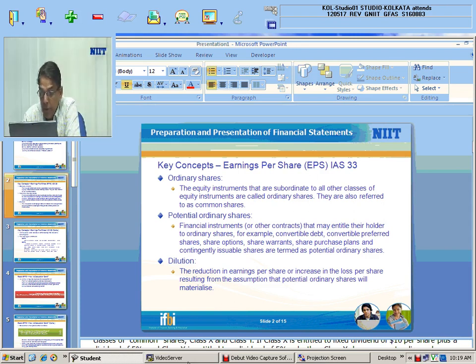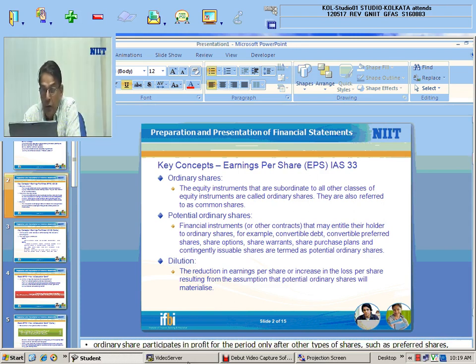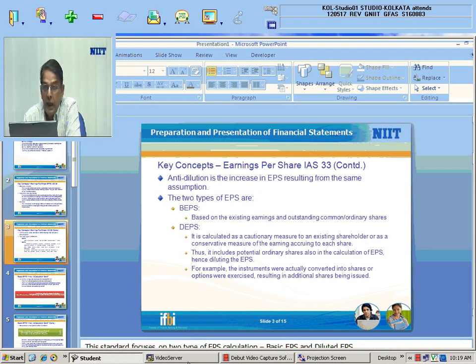So let's look at some examples, then it will be more clear. Anti-dilution. Now talked of dilution. Anti-dilution is the increase in EPS resulting from the same assumption. If the EPS increases from the same assumption, then it is called anti-dilution. If the EPS decreases or the loss increases per share, that is called dilution. If the EPS increases resulting from the same assumption, it will be considered anti-dilution. We'll see examples of that.